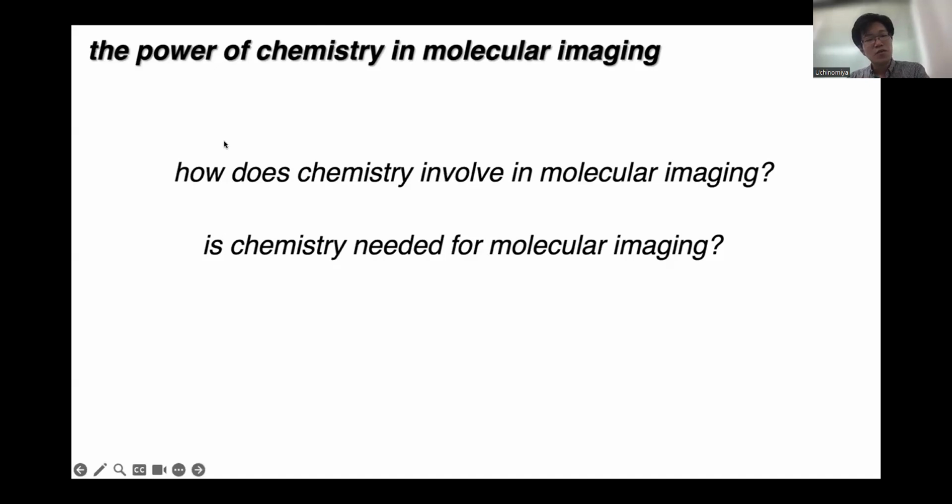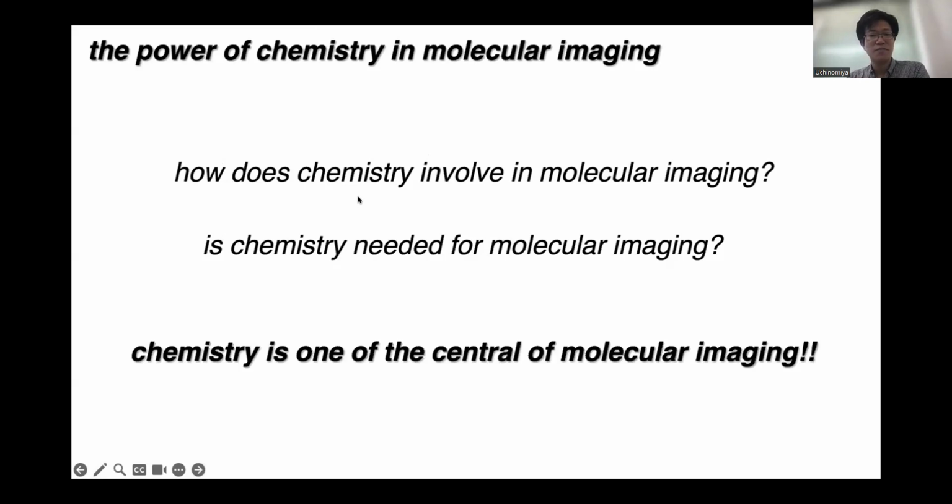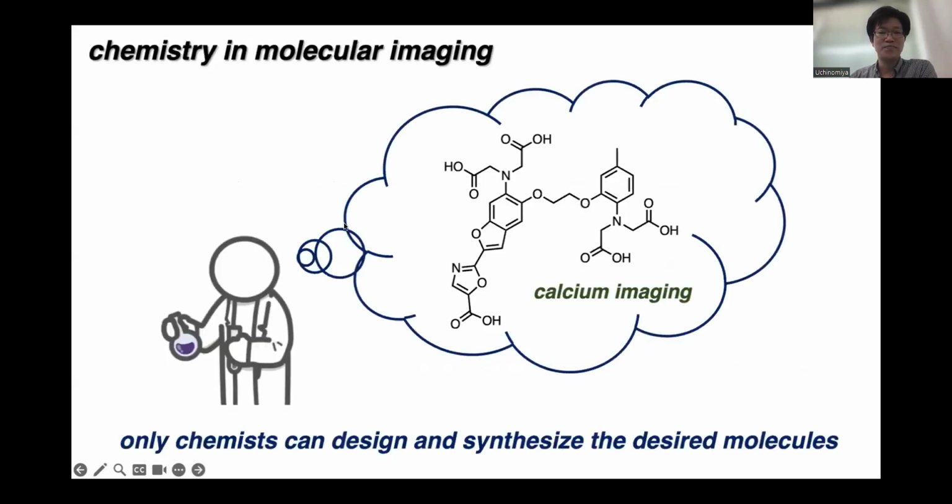So you may have a question: how is chemistry involved in molecular imaging? Is chemistry actually needed for molecular imaging? The answer is definitely yes. Chemistry is always one of the central parts of molecular imaging. In the last 10 slides, I want to explain this part.